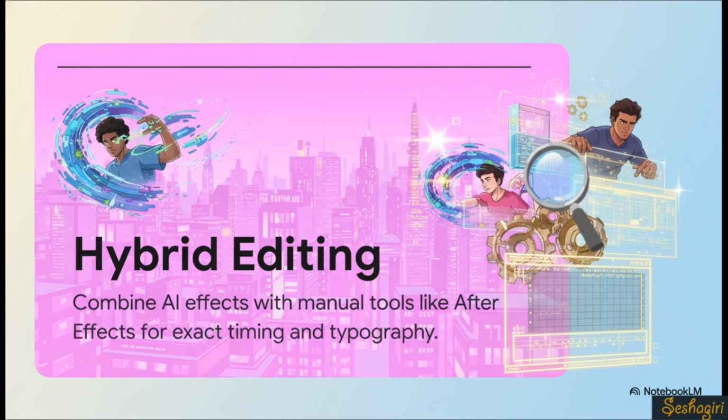We use AI tools like Runway to generate these breathtaking backgrounds, wild transitions, and visual effects. But then we bring all of that into manual tools like After Effects or DaVinci Resolve. That's where a human retains total manual control over the typography, the branding, and the exact frame-perfect timing of the final cut.